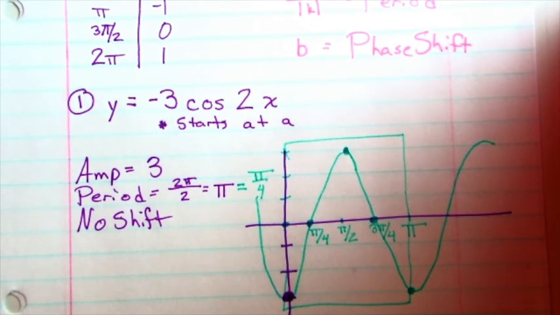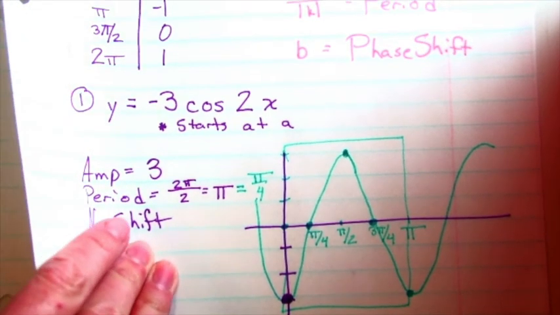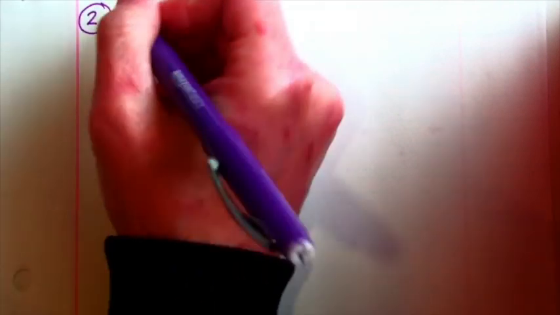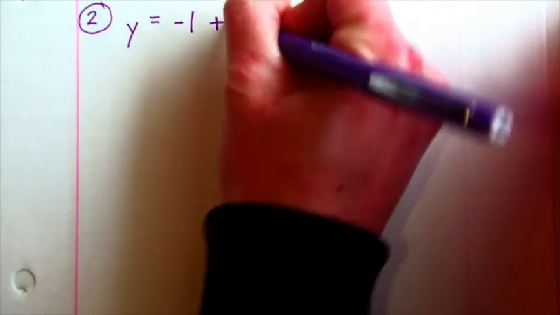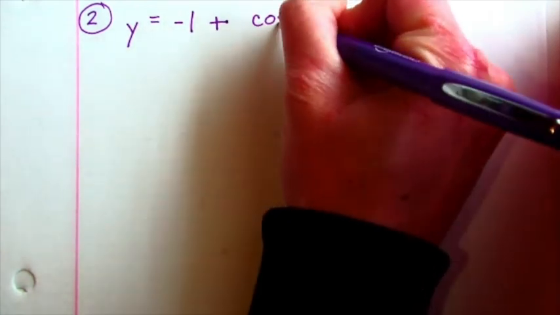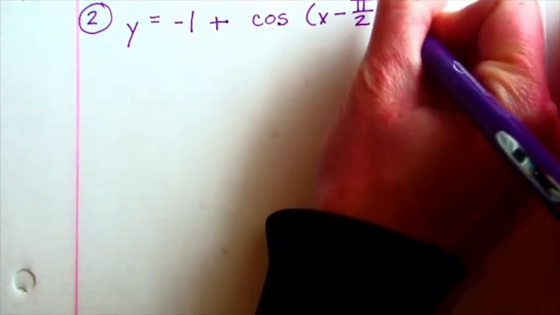So let's do one more of these, and we'll talk a little bit about a vertical shift. We already know what these look like from our regular lines and curves that we talked about in part 1 of pre-calculus, but we can apply it to trig functions also. So example number 2, y is equal to -1 plus the cosine of x minus pi over 2.